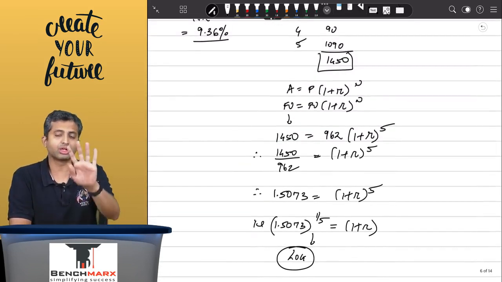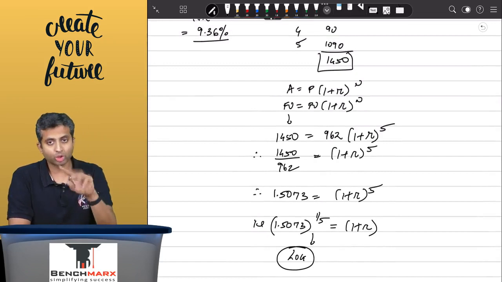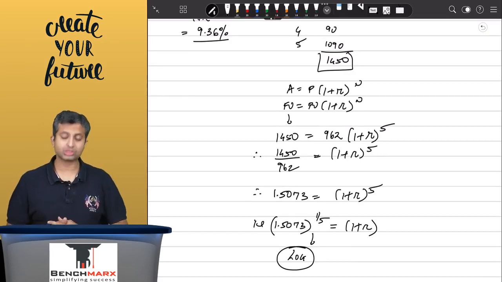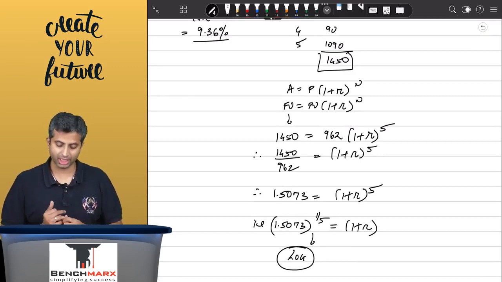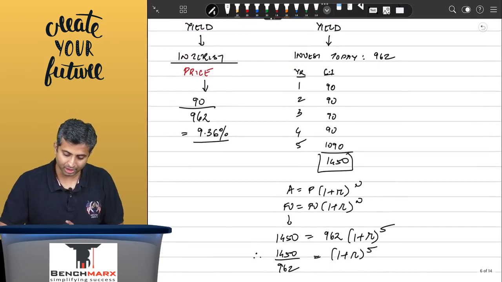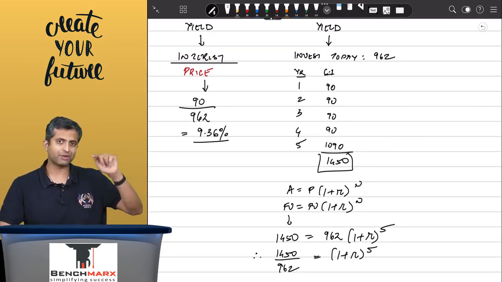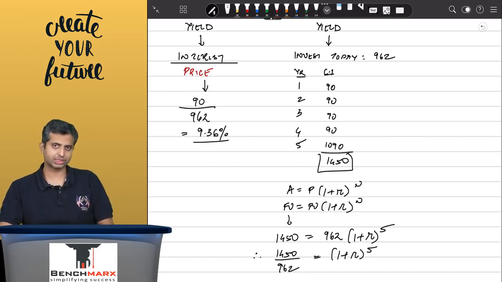So for example, if the term was 4 years, then the fourth root can be taken on your calculator if you are aware. The fifth root cannot be. So in certain cases, you will have to use the logarithmic value in order to find the answer. So over here, for example, if this was for a period of 4 years, then you could have taken the fourth root and found the answer.